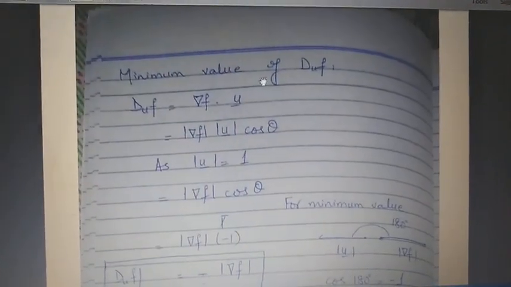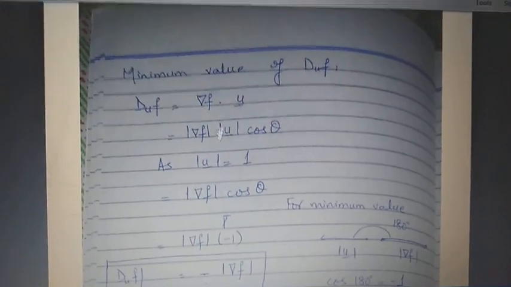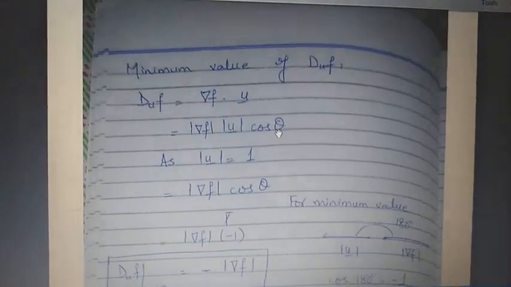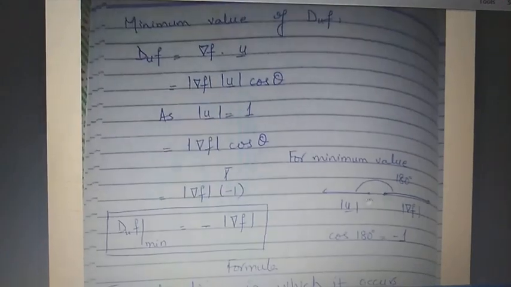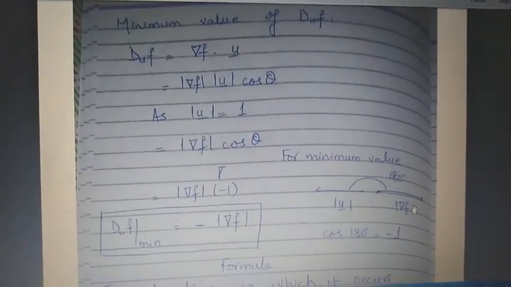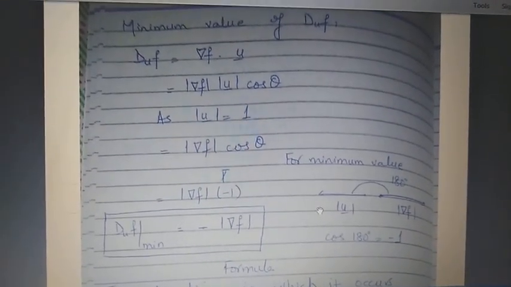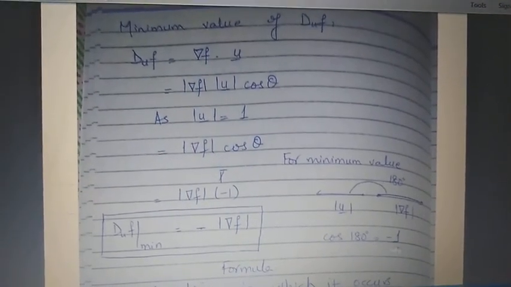Similarly, for the minimum value of the directional derivative, again the dot product formula is opened. What can be the minimum value of theta for these two vectors? When they are in the opposite direction, magnitude of gradient of f in one direction and the unit vector in the other direction, so that you have an angle of 180 degrees and cos 180 is minus 1.